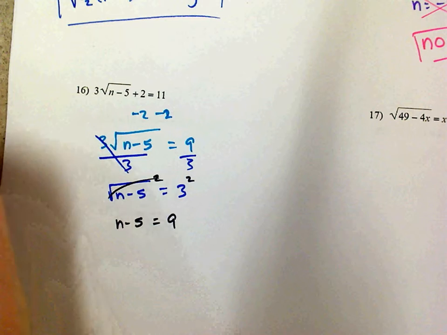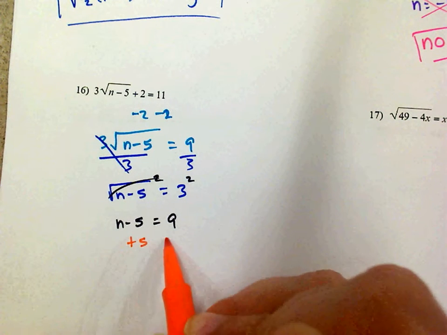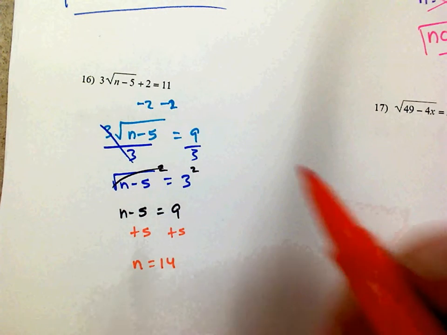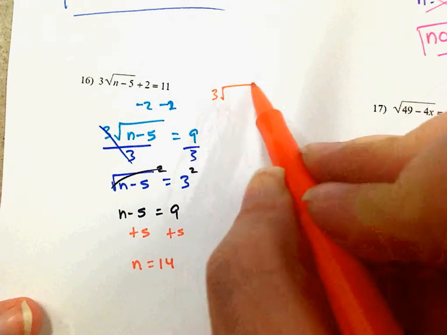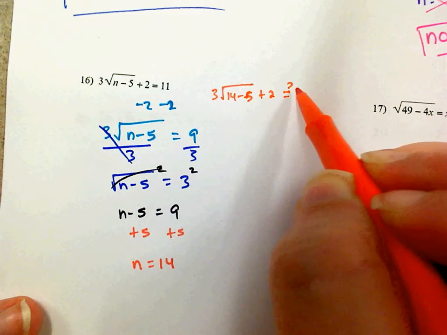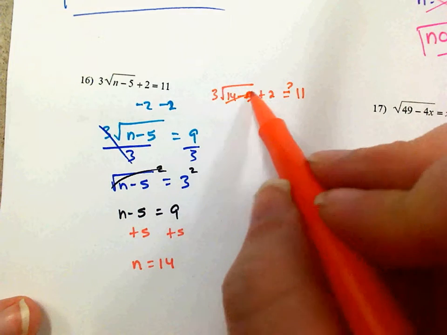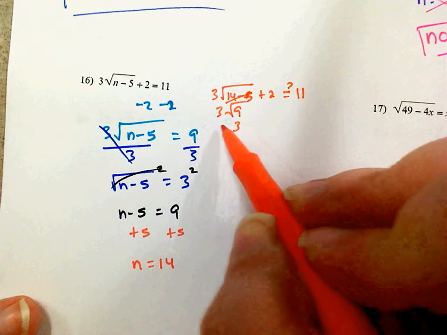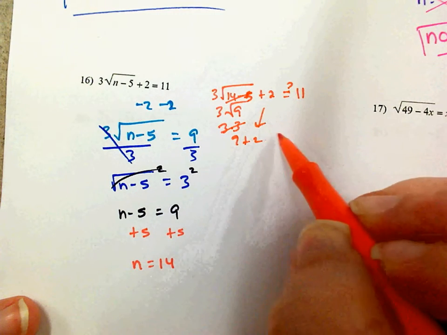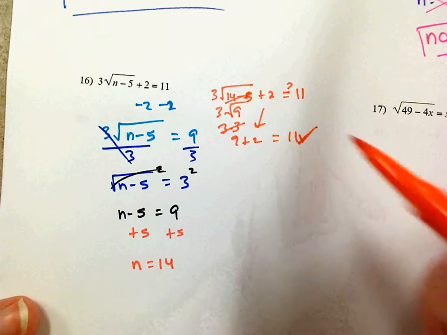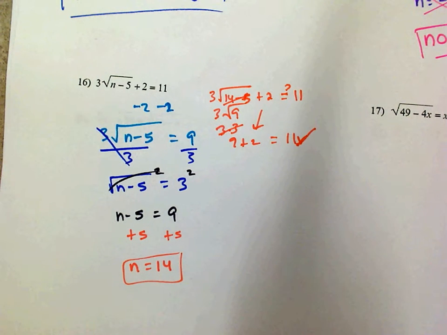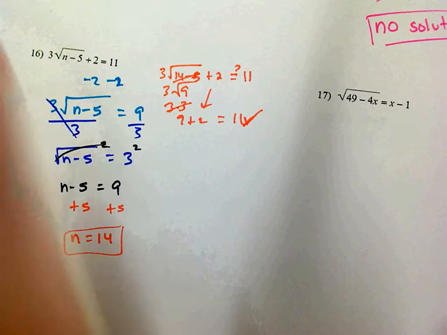There's a square root, so I'm going to check it. 3 times the square root of 14 minus 5 plus 2, does it equal 11? 14 minus 5 is 9, square root of 9 is 3. 3 times 3 is 9, plus 2 is 11. So that in fact does work, that is my answer. Okay. Alright, now 17 I changed, so let's work this problem.